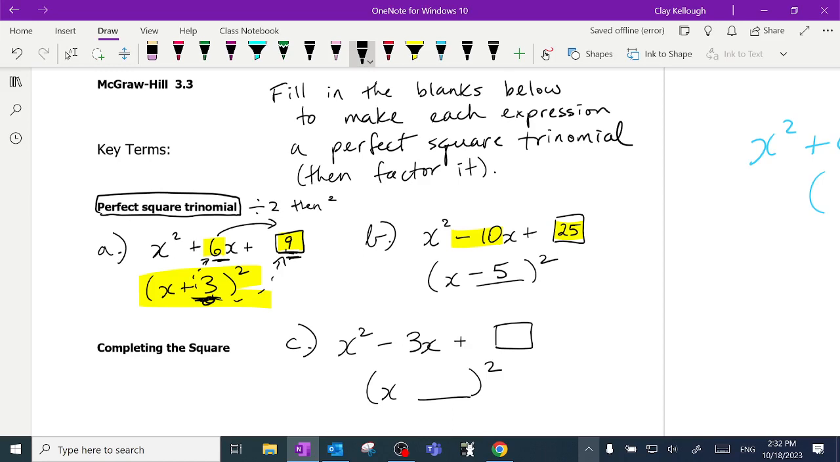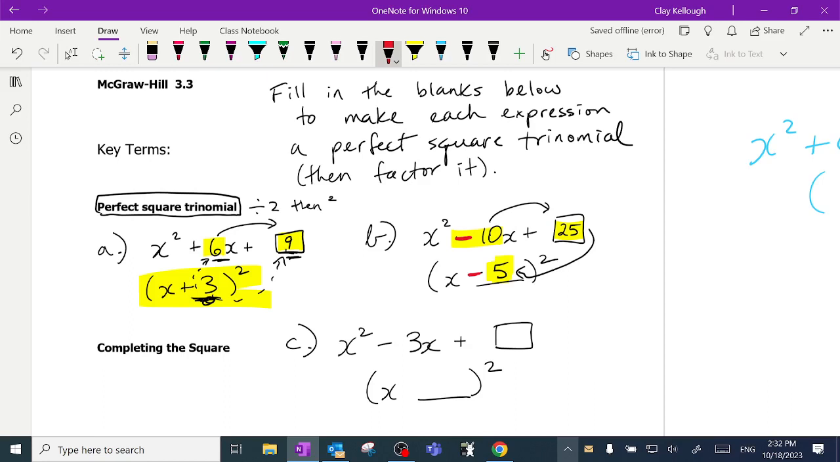So that is how I figured out that this is 25. I took negative 10, I divided it by 2, giving me negative 5. Negative 5 squared is plus 25. And then notice the relationship between this number and this number is that it just has to be a square root. But notice that if this is a minus, then that has to be a minus as well.